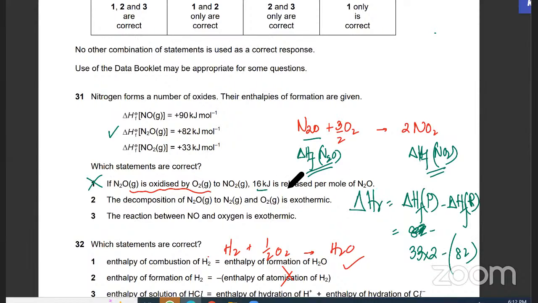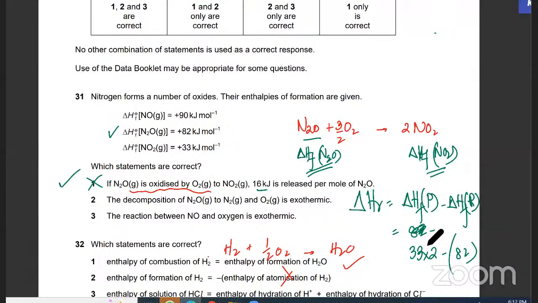Sir, that's correct, right? That's correct. Sir, will we multiply the formation energy of NO2 by 2? I did that. It took 33 into 2. Is that clear?